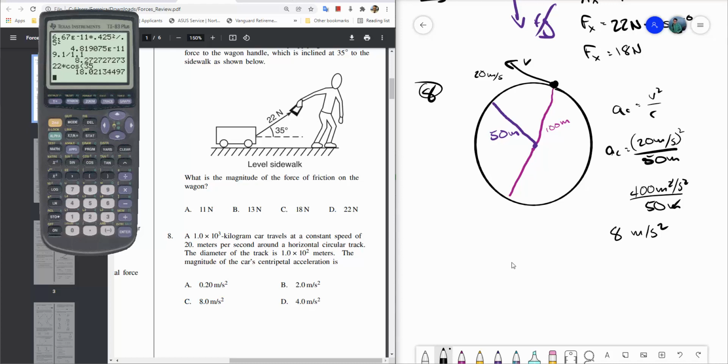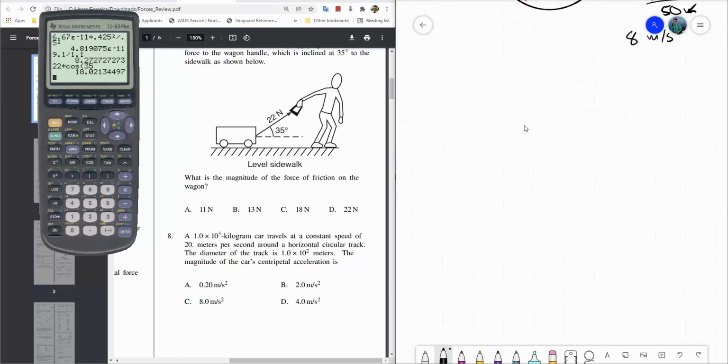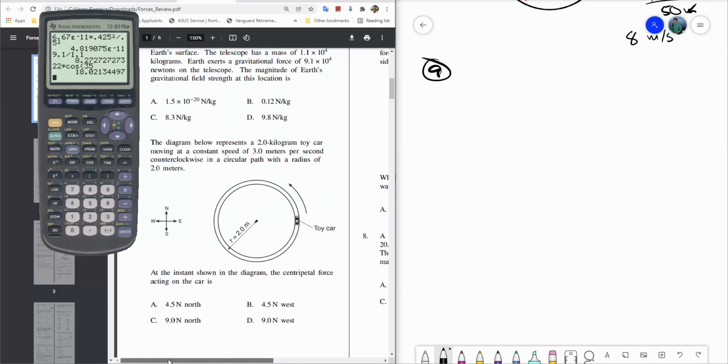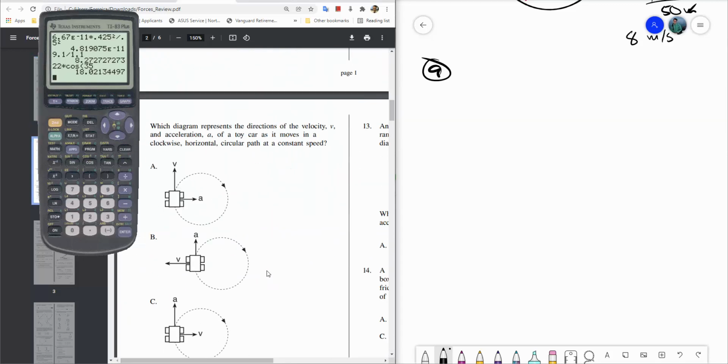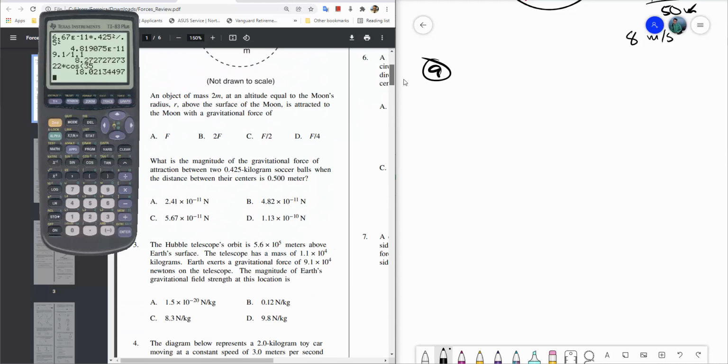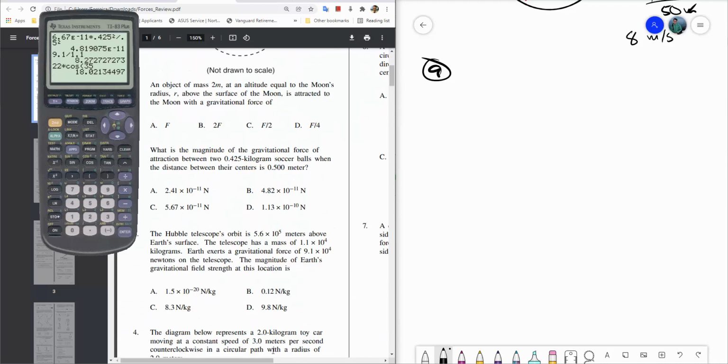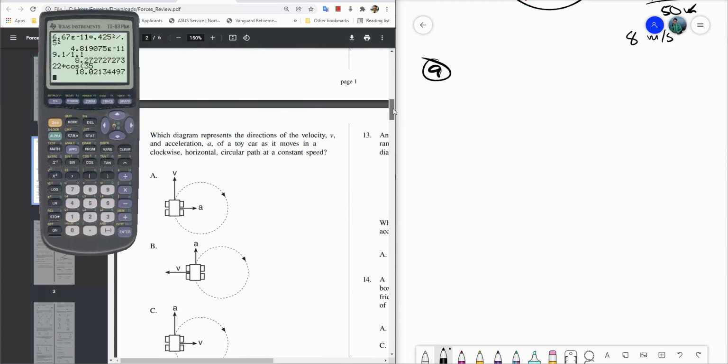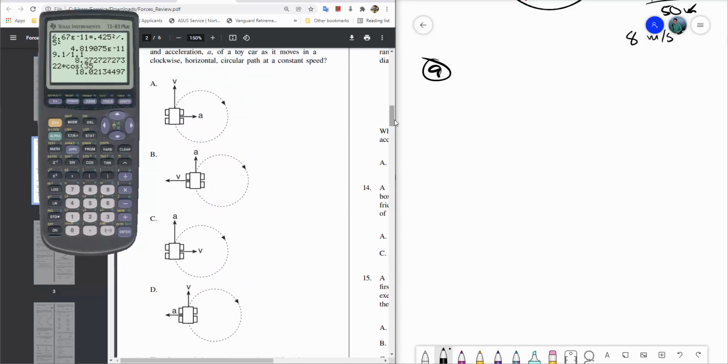Next up, number 9. Number 9 reads, which diagram represents the direction of velocity and acceleration of a toy car as it moves in a clockwise horizontal circular path at a constant speed? Refer to our work for question 6. Question 6 and question 9 are essentially the same. So acceleration is pointing towards the middle, velocity is tangent. Your answer is A.